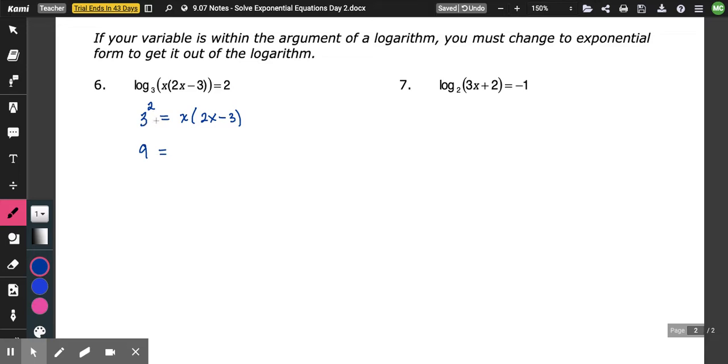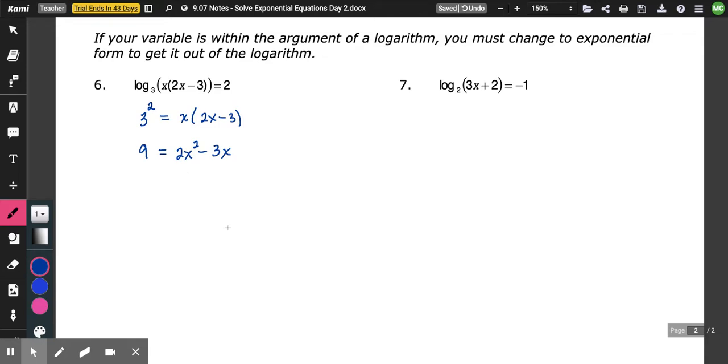On the left, 3 squared is 9. On the right, I would need to distribute. So that would give me 2x squared minus 3x. And I've ended up with a quadratic equation here. So in order to solve that, my strategy would be to create a 0 on one side and then factor. And if it won't factor, then I'll try some other things instead.